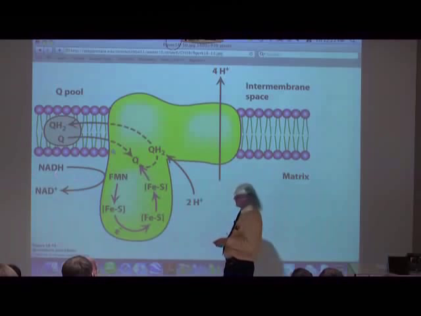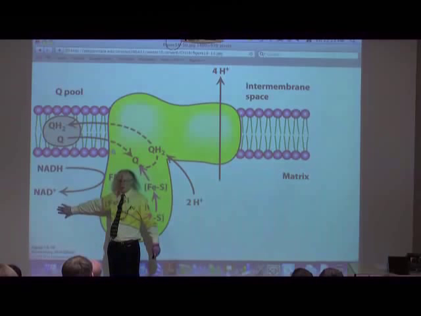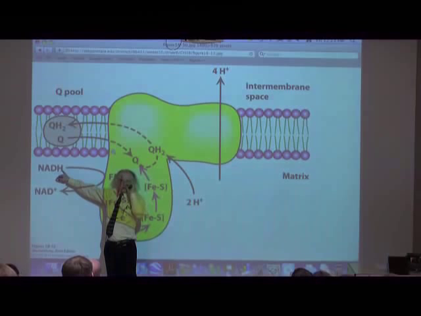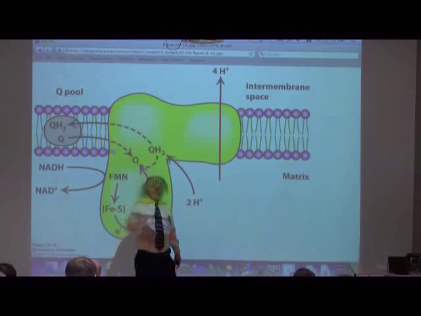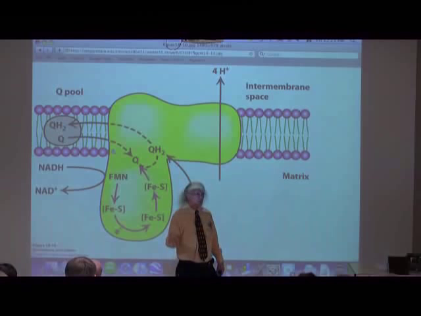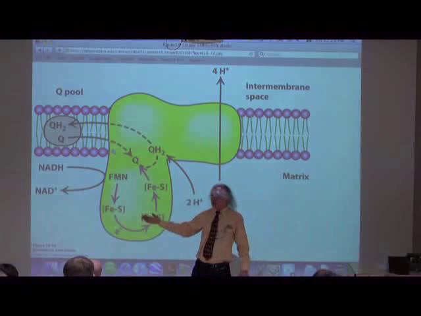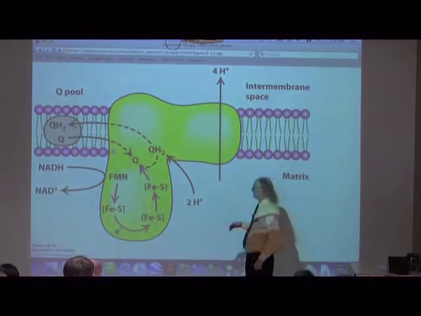NADH coming and dumping off its electrons. We're looking here in the matrix of the mitochondria. Notice that NADH has to be in the matrix. I'll remind you later of that. It means if we're going to dump electrons off from NADH, we have to get NADH into the matrix. And though the citric acid cycle puts its NADH in the matrix automatically, glycolysis does not do that. Remember, we made NADH in glycolysis, and if we want to use those electrons, we've got to get that NADH in. That'll be a problem we'll talk about later.